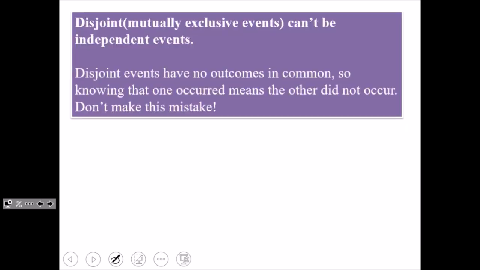Now, disjoint events cannot be independent. Remember, disjoint means if one thing happened, the other one couldn't. There's no overlap. If they're disjoint, they can never be independent. So this is kind of a quick thing, because every now and then you'll see a quick question on a test. You might be able to answer right away. Are these two events disjoint? Let's think about it for a second.